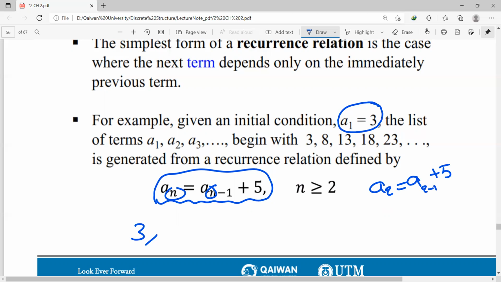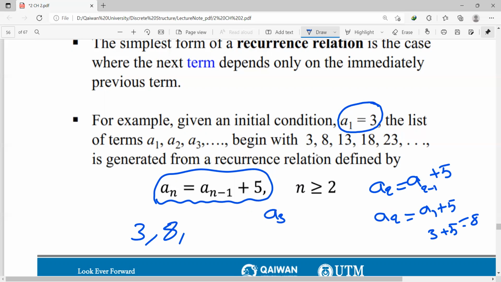And so what you obtain is A2 equals A1 plus 5. A1 is given, which is 3. We get 3 plus 5, which is 8. The second term is 8. How about the third term?